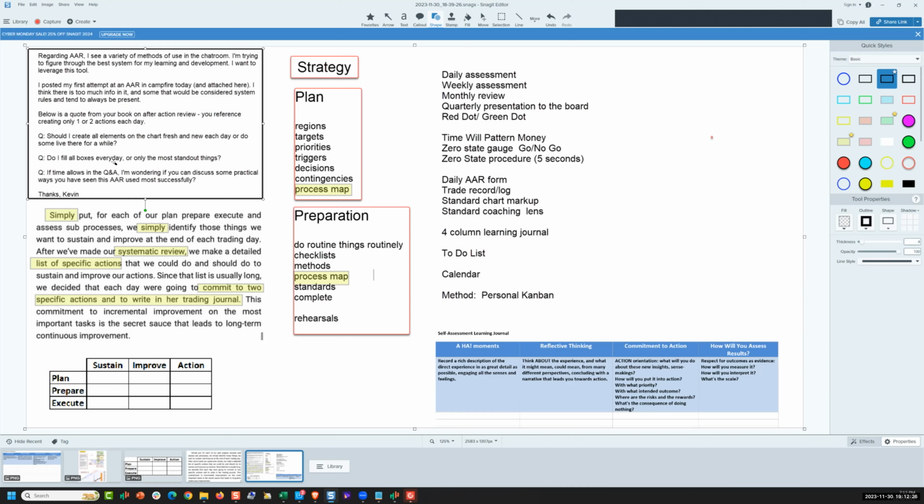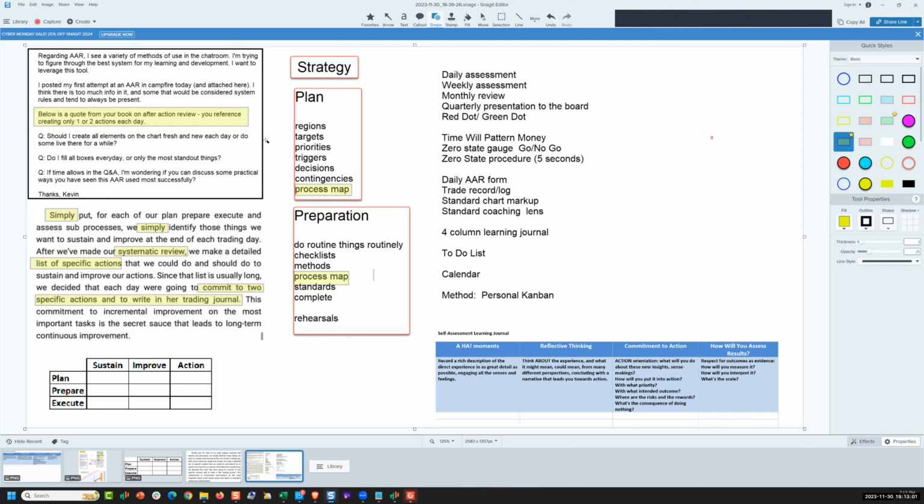And then he referenced a quote, awesome, from the Foundation's trading book, where I say you should only identify 1 to 2 actions each day to take for tomorrow. And so his questions were, should I create all the elements on the chart fresh and new each day, or do I let them live there for a while? Do I fill all the boxes every day, or only the most standout things?